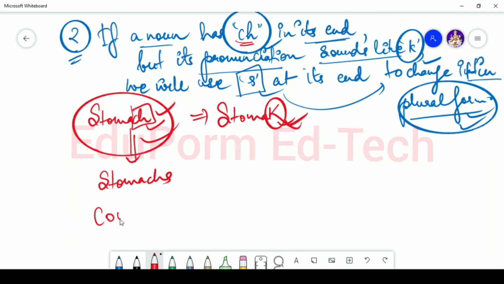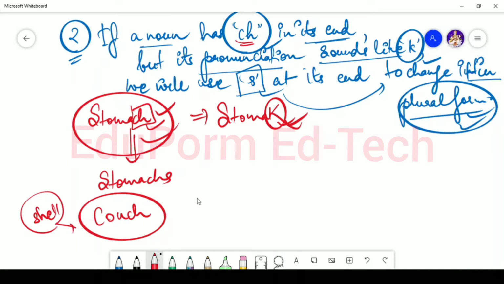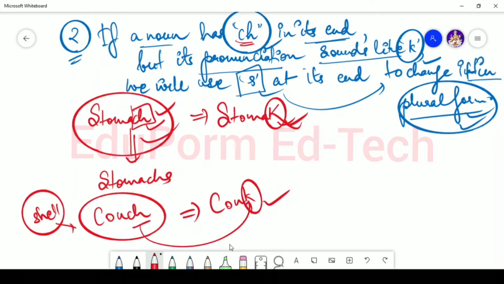Or if we're talking about conch of a shell. Okay, conch of a shell. Okay, so again conch, you don't pronounce it with a CH sound, you pronounce it C-O-N-K, conk. Okay, this CH is pronounced as K. So again in this case what you will do is you will use S at the end of conch to change this noun into its plural form. Okay, so I hope the rule number 2 is clear to you.